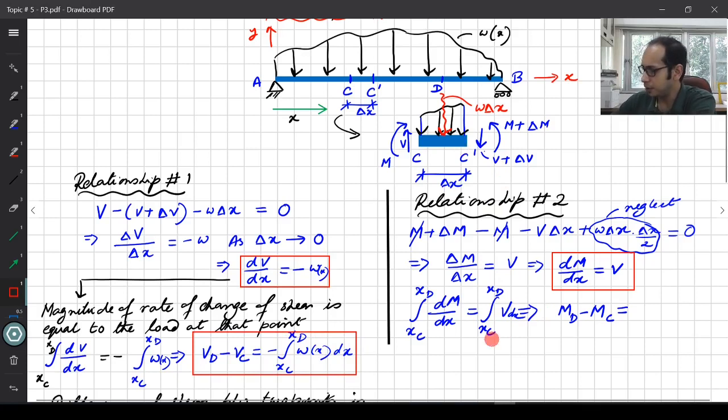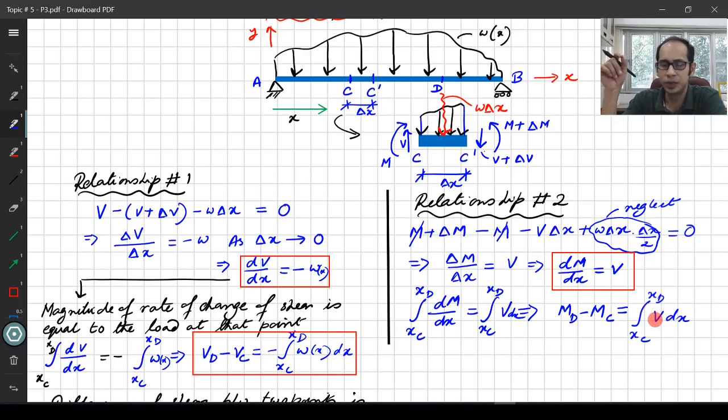Now coming back to here, what is this integral that we get? MD minus MC is the integral of xc to xd of V dx. What does this mean? This quantity is nothing but the area of the shear force diagram between these 2 points C and D, because you remember this variation of V with x is essentially my shear force diagram. So the integral between xc and xd is just the area of the shear force diagram between these 2 points.